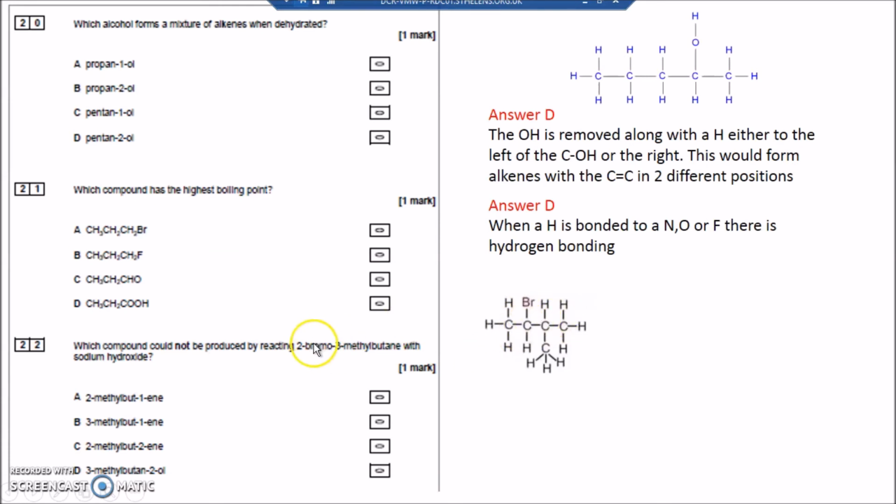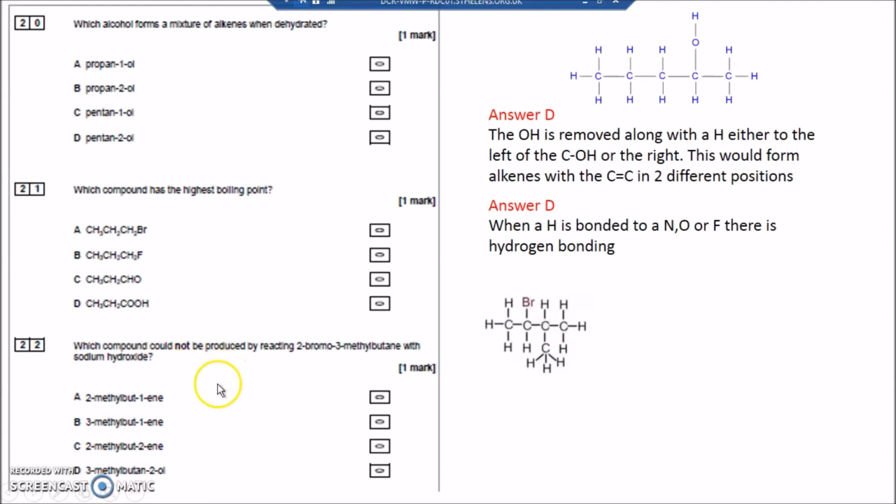So I could end up with 2-hydroxy-3-methyl butane. That isn't one of my options. Yes, it is. 3-methyl butanol is another way of doing it. The OH at carbon number 2, 2-ol, and a methyl at carbon number 3. So D could be produced by using nucleophilic substitution of the Br in cold water. So D could be produced.